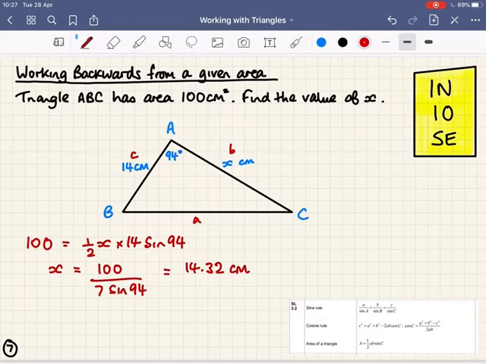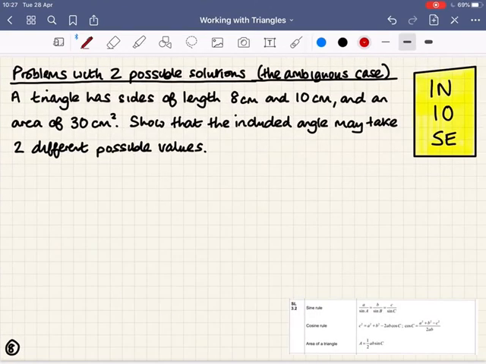Now, the only slightly tricky point is the ambiguous case that was referred to in the specification that I mentioned at the beginning. There are some problems that have two possible solutions, and that's where we're working backwards to find the included angle. And that's because, remember our ASTC picture, our All Students Take Calculus picture, we knew that the sine ratio is positive in both these two quadrants, angles between 0 and 90 degrees and angles between 90 and 180 degrees. So in some cases, when we're working backwards to find an angle, there may be more than one solution.